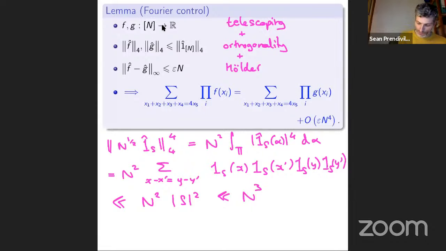And that's the right order of magnitude for the L4 norm of the Fourier transform of the interval. And if you've got a function with bounded L2 norm, like our dense model, you can mess around with Holder's inequality and Parseval's inequality to also show that it satisfies this hypothesis.